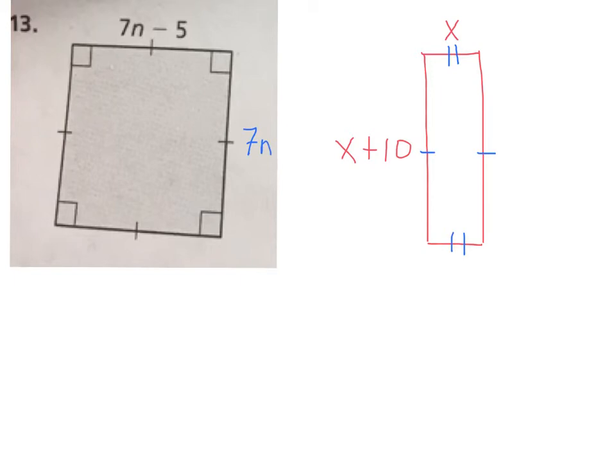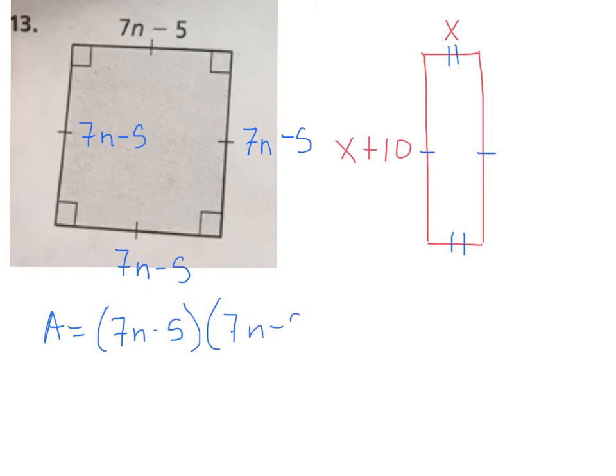This side is also 7n minus 5, and this side's also 7n minus 5, and this side is also 7n minus 5, right? Now they want the area of the shaded region, so that's going to be length, 7n minus 5, times the width, 7n minus 5, like that. Right? Yep. And so now I've got a binomial being multiplied by a binomial, and I need to what? Some people say FOIL, some people say distribute. It means the same thing, right? Okay, so let's FOIL this.